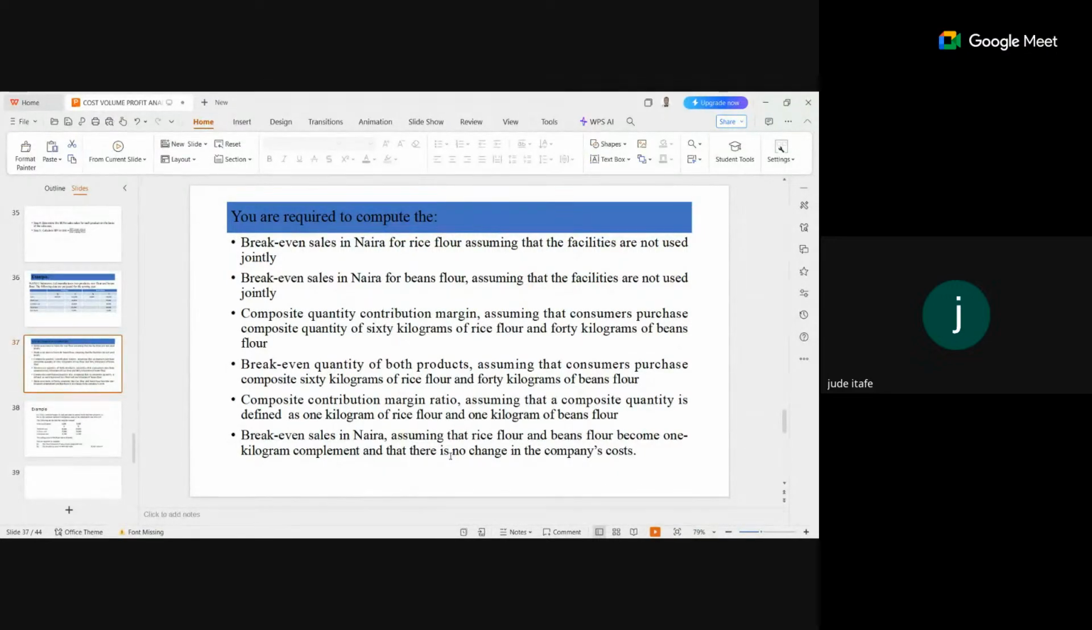4. Break-even quantity of both products, assuming that consumers purchase composite 60 kilograms of rice flour and 40 kilograms of beans flour. 5. Composite contribution margin ratio, assuming that a composite quantity is defined as 1 kilogram of rice flour and 1 kilogram of beans flour. 6. Break-even sales in Naira, assuming that rice flour and beans flour become 1 kilogram complement and that there is no change in the company's costs.